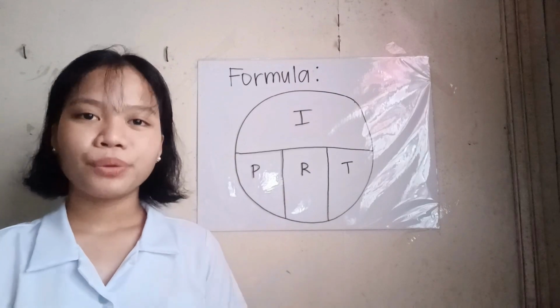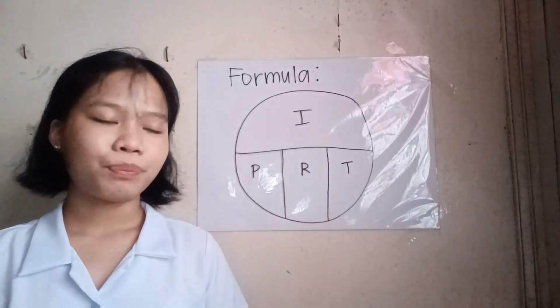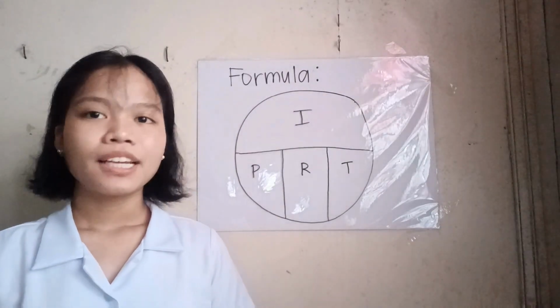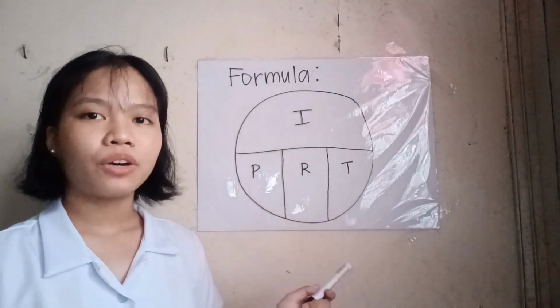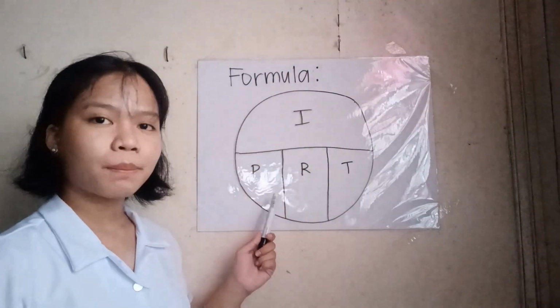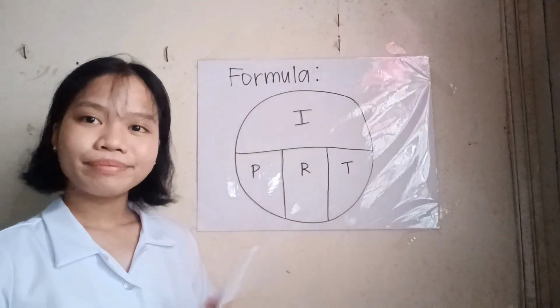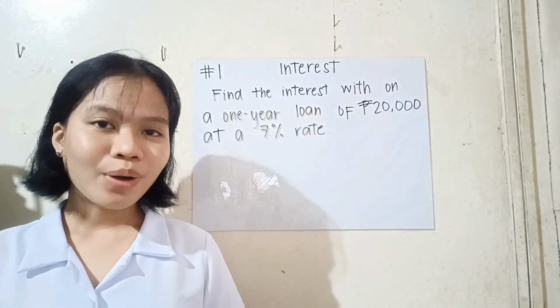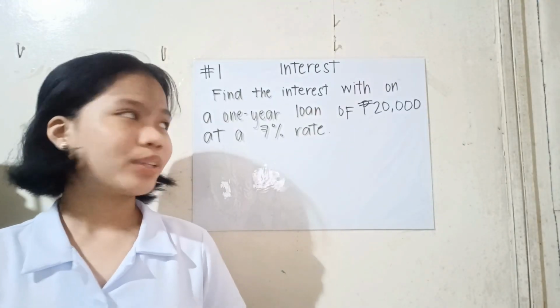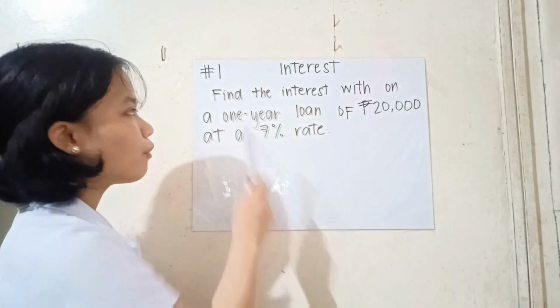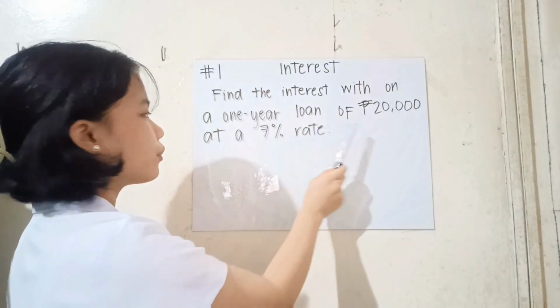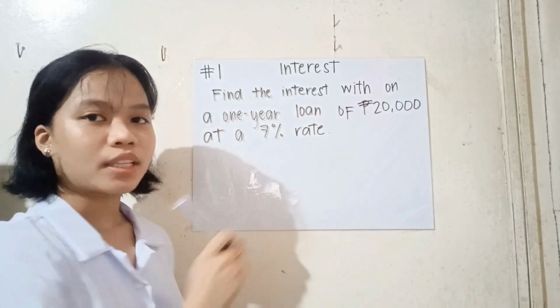To remember the formulas of simple interest, you just have to memorize this drawing. This represents the formula on getting interest, principal, rate, and time. Now I will teach you how to get interest with this example. Find the interest within a 1-year loan of 20,000 pesos at a 7% rate.